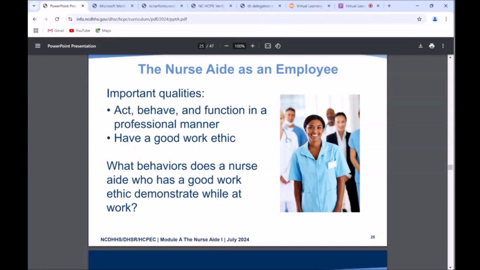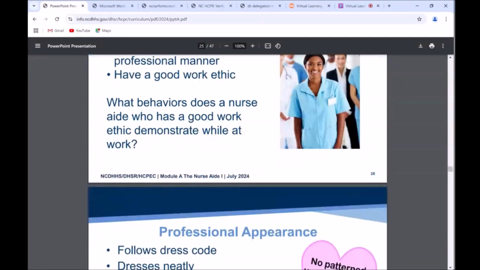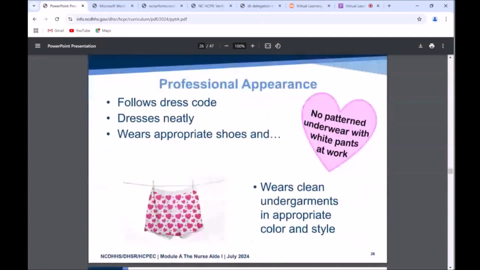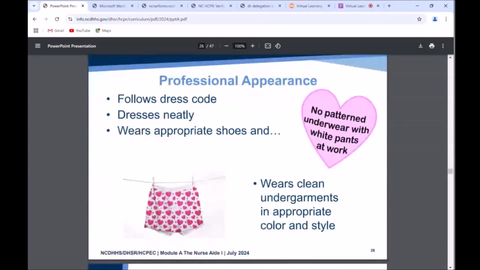All right. We have to talk about personal appearance in the job. So it's going to be a professional appearance. You want to follow your facility dress code for uniform and jewelry. Dress neatly, modest, clean uniform without tears and wrinkles. Have your badge visible. Clean, non-skid, closed-toed, comfortable shoes that fit well and offer support. Clean undergarments in the appropriate color and style, and keep in mind that bright colored and patterned undergarments can show through light colored clothing.